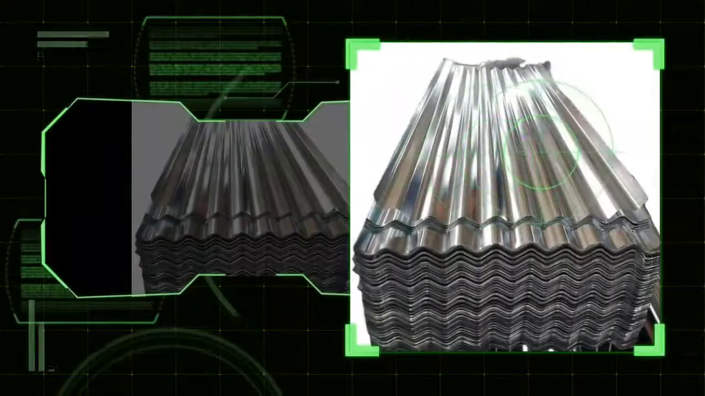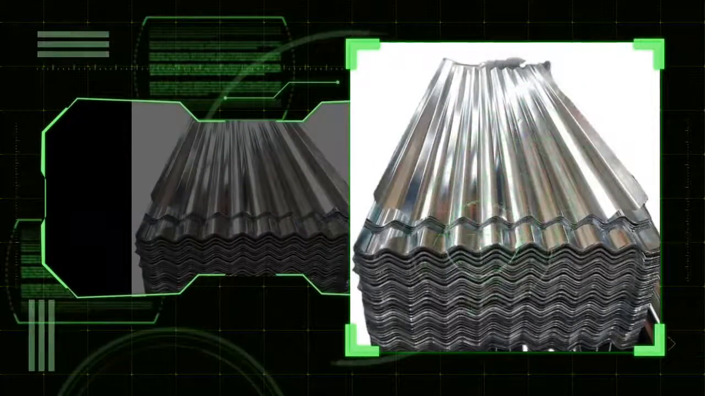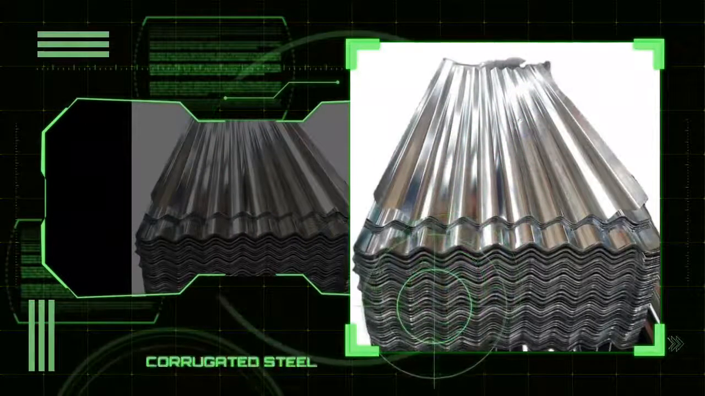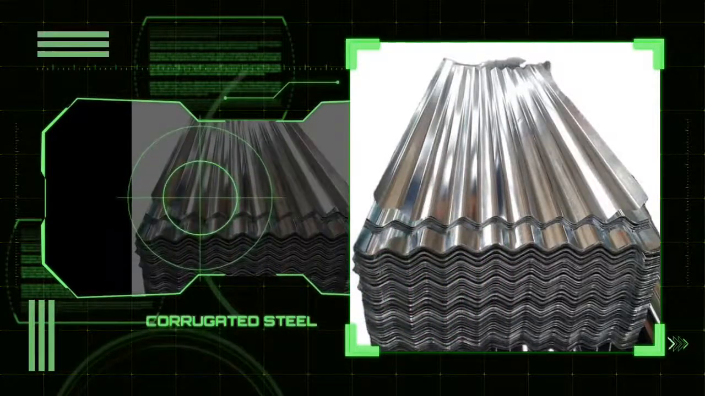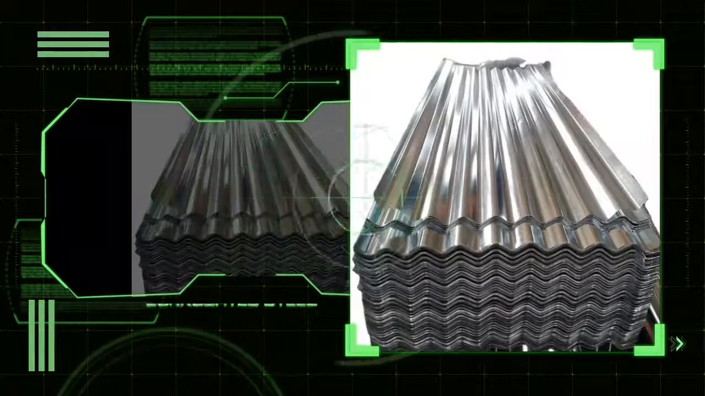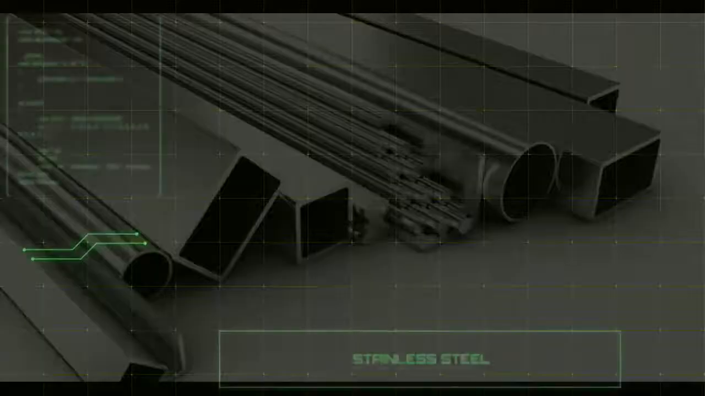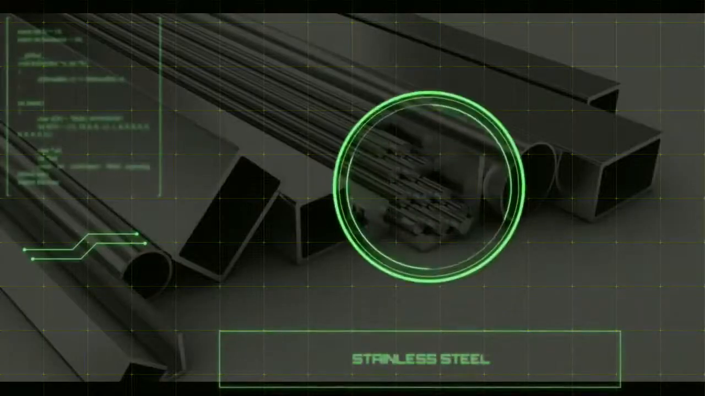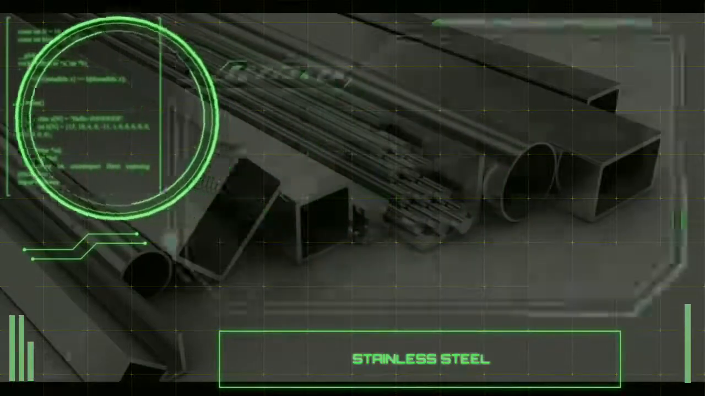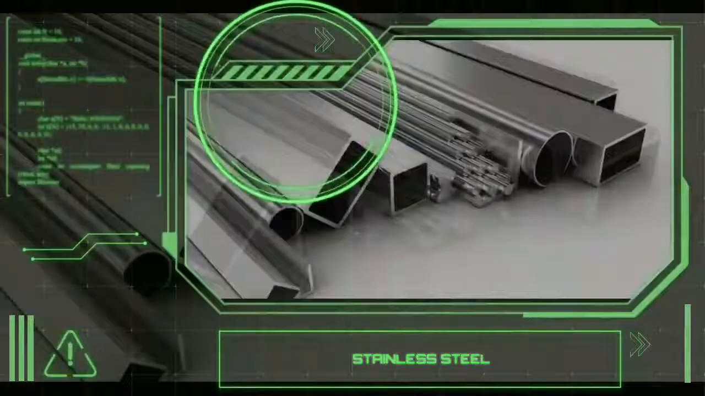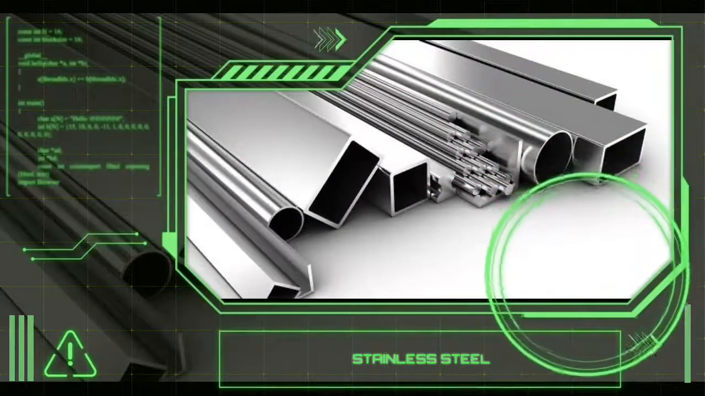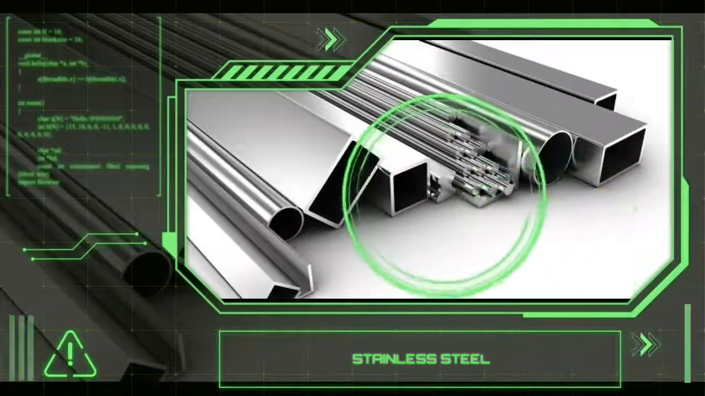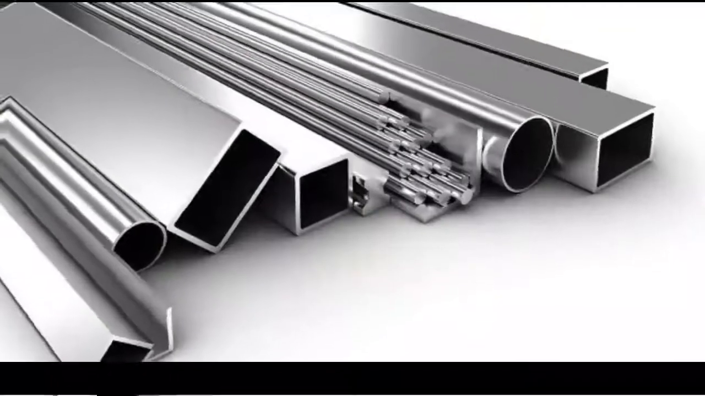Corrugated steel. This is rigidized sheet fabricated from low carbon cold or hot rolled steel sheets which are either galvanized or covered with some type of bituminous coating. Stainless steels, generally used in architecture, are highly alloyed steels that contain more than 10% chromium. They are characterized by their resistance to heat, oxidation, and corrosion.